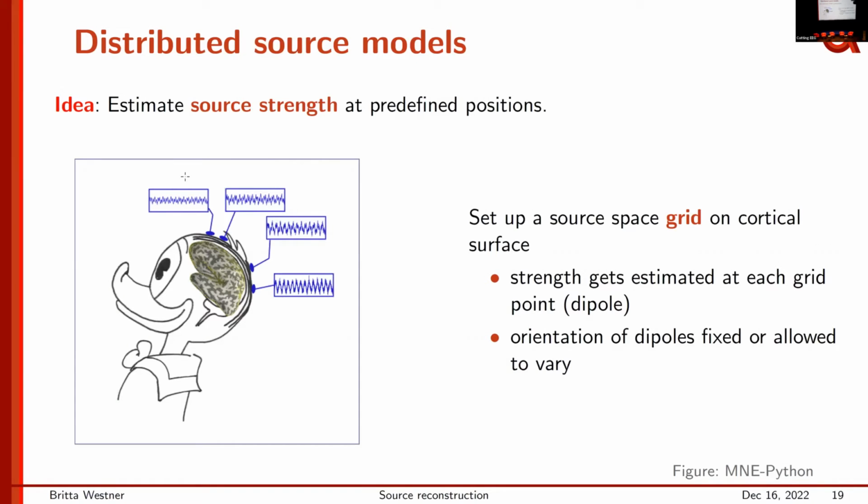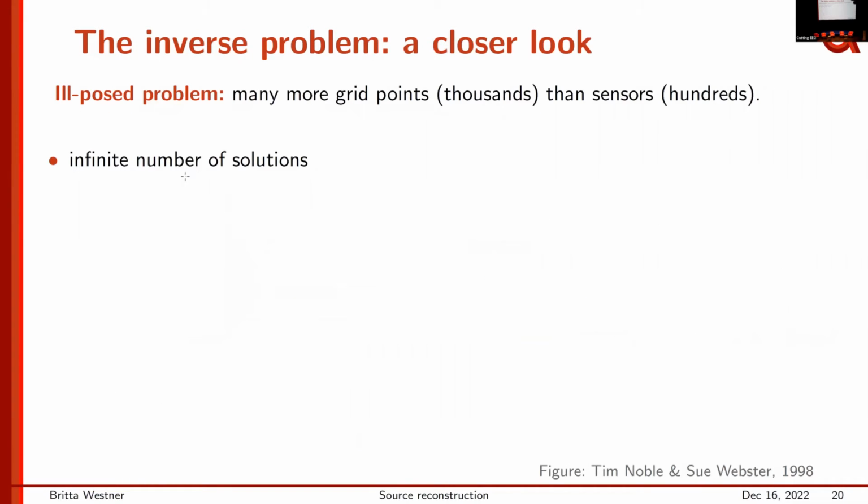Now, some of you might think, I learned in math that something like this is a bit ill-defined. I have 4 points I measured, and let's say there are 5,000 points I try to estimate from 4. So let's look at this a bit closer. This is an ill-posed problem, as the mathematicians like to call it. We have many more grid points we want to estimate than sensors we can estimate from. So that means we get an infinite number of possible solutions.